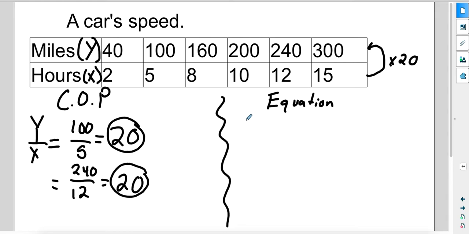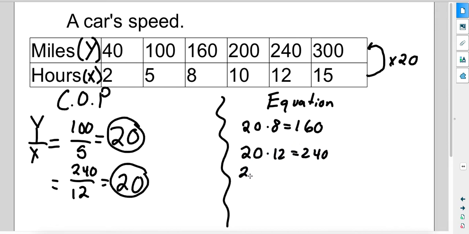So, I'll just come up with a couple random examples. I know that if I multiply 20 times 8, that gives me 160 miles. If I multiply 20 times 12, that'll give me 240 miles. If I multiply 20 times 15, that's going to give me 300 miles.